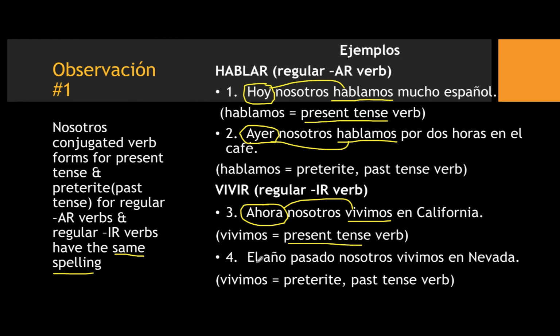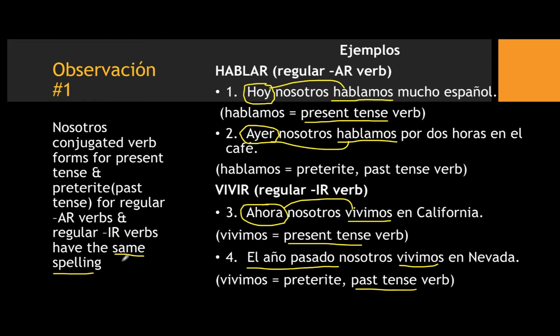All right, número 4. El año pasado, nosotros vivimos en Nevada. So again, I see vivimos. I hear vivimos. What is this? Is this present? We live or we lived? I see here also, el año pasado. That's one of the trigger phrases, the trigger words. Last year, we lived. So in this case, vivimos is preterite tense, past tense. We lived. Okay, again, same pronunciation, same spelling.